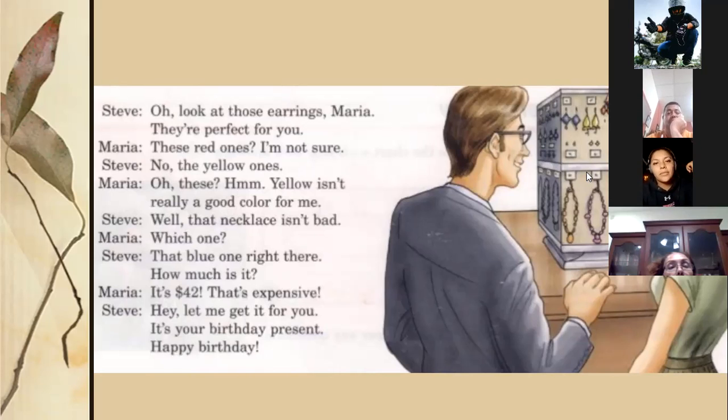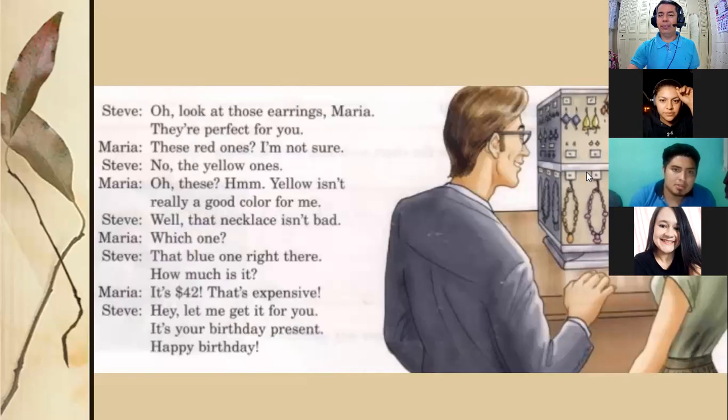1, 2, 3, action. Oh, look at these earrings, Maria. They are perfect for you. These red ones? I am not sure. No, the yellow ones. Oh, these. Yellow isn't really a good color for me. Well, that necklace isn't bad. Which one? That blue one right there. How much is it? It's $42. That's expensive. Hey, let me get it for you. It's your birthday present. Happy birthday.